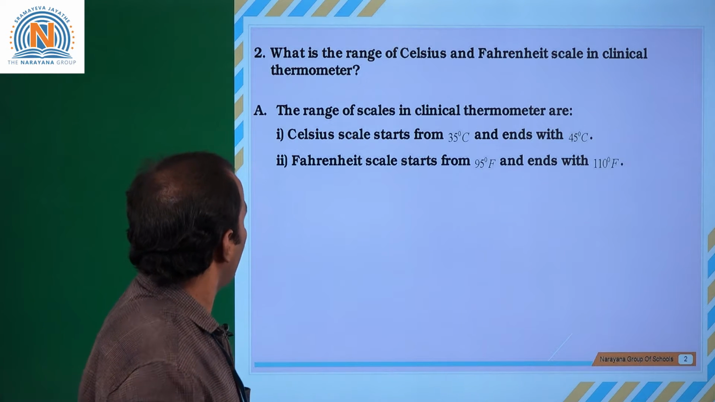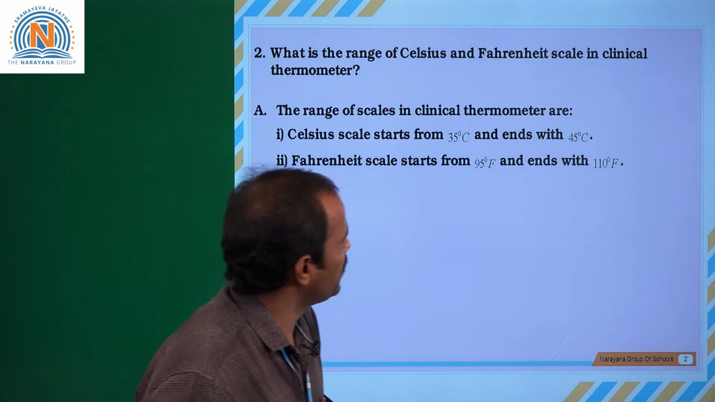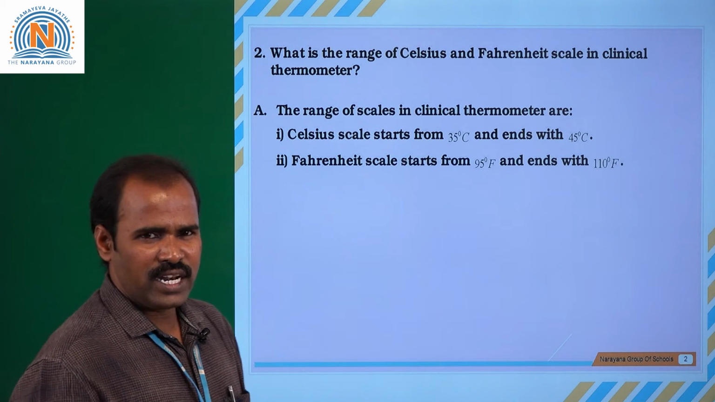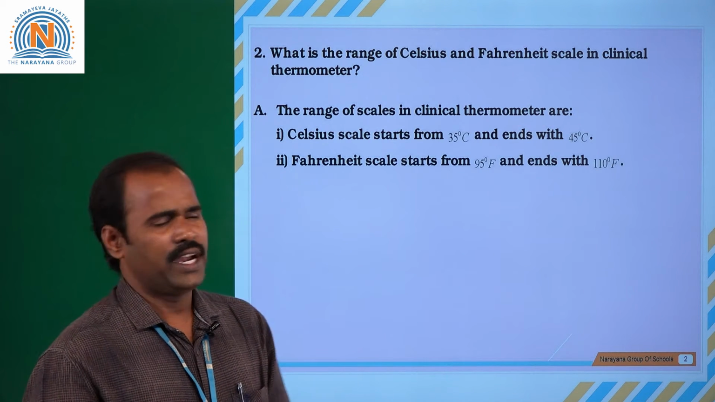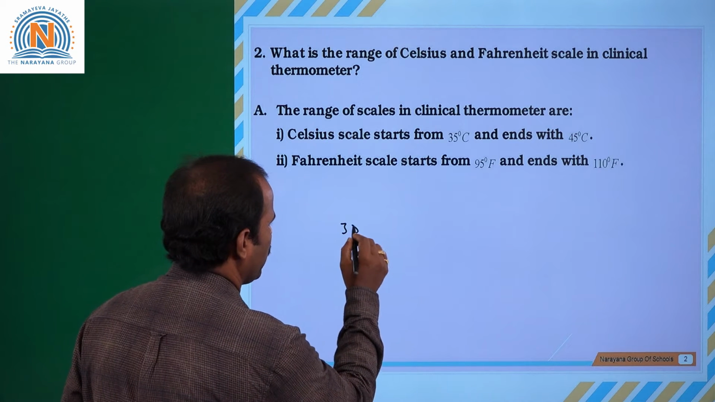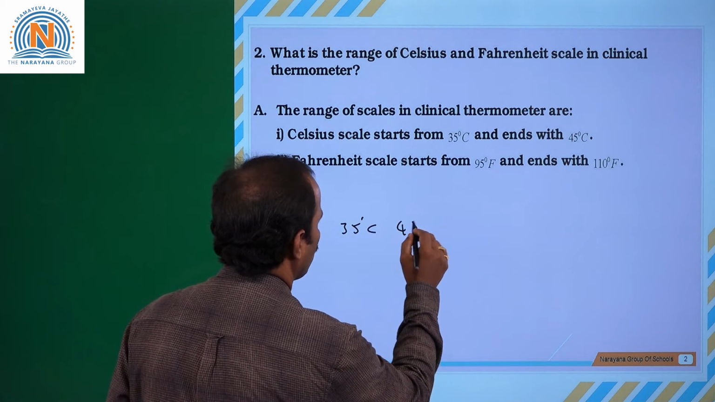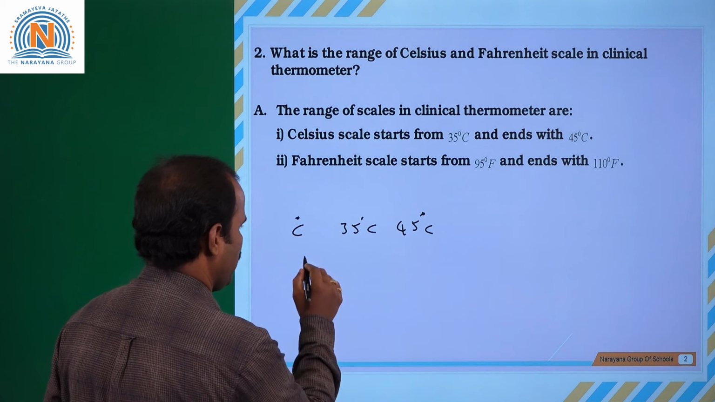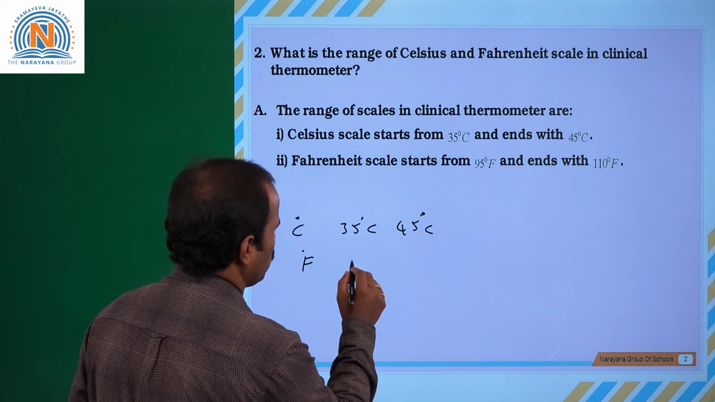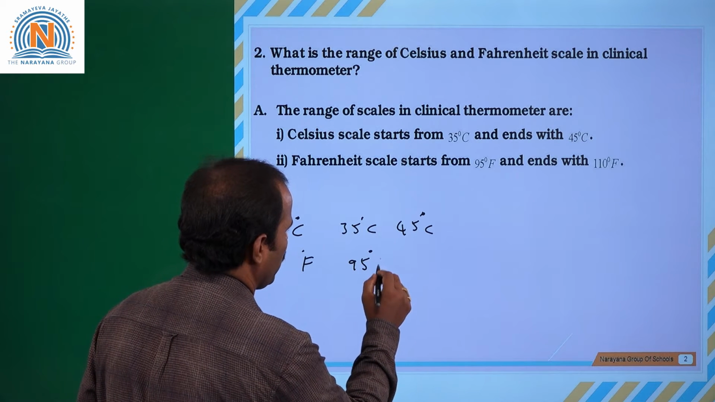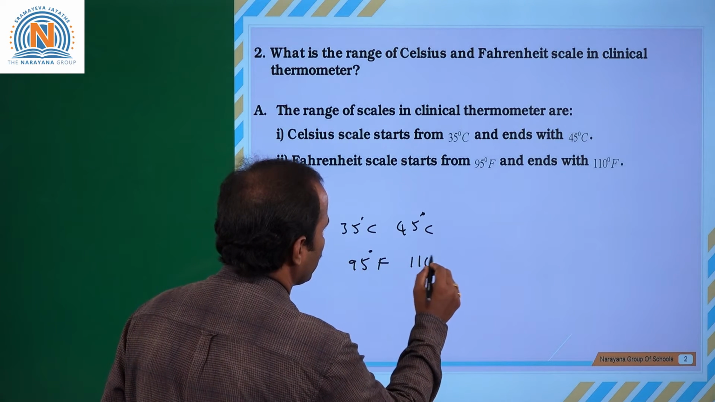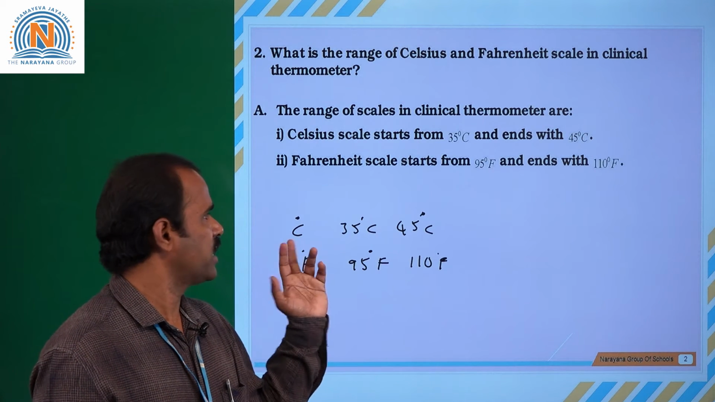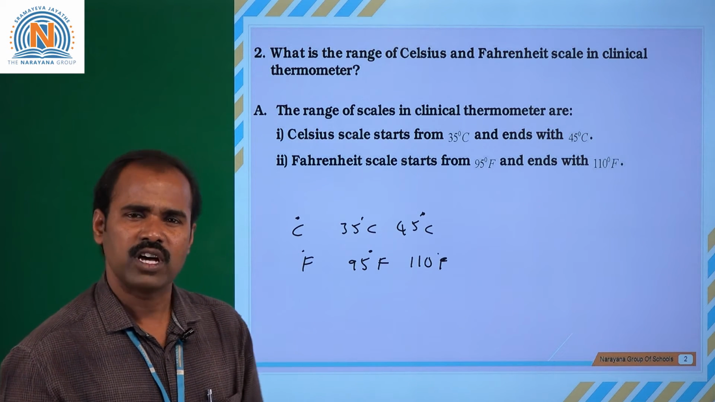Next question, what is the range of Celsius and Fahrenheit scales in a clinical thermometer? Generally, the Celsius scale is about 35 degrees Celsius to 45 degrees Celsius, whereas in the Fahrenheit scale it is about 95 degrees Fahrenheit to 110 degrees Fahrenheit. That is the range of the clinical thermometer used in hospitals.